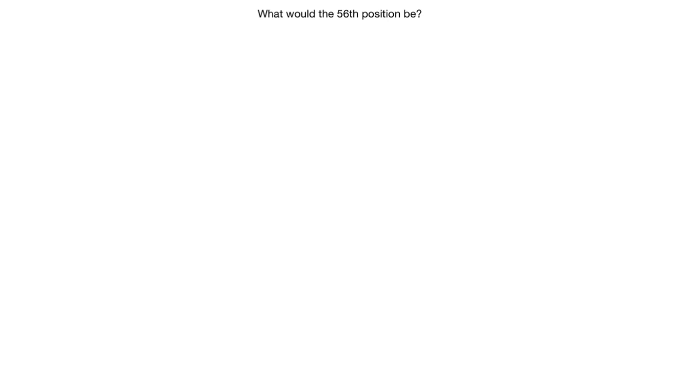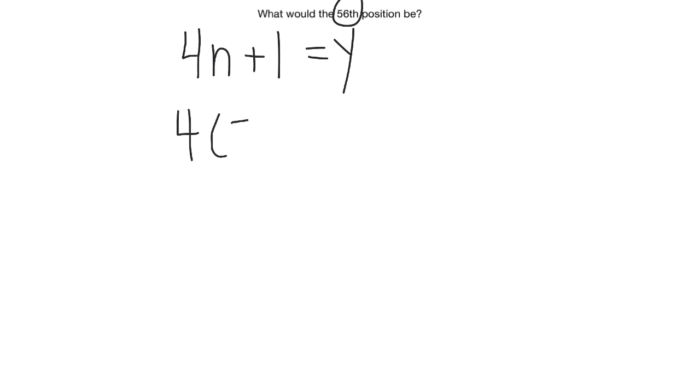So, I'm going to do this in black because it'll be a little bit easier to look at. So we know our equation is 4n plus 1 equals y. So the term number we want to find is 56. So we just plug that into our equation. So 4 times 56 plus 1 equals y.